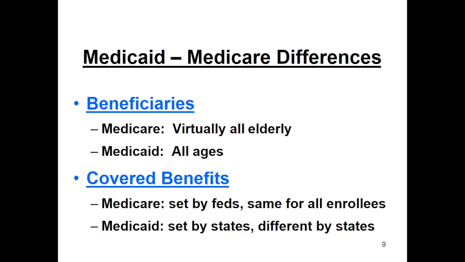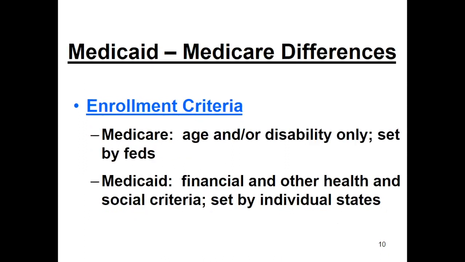Those criteria and covered benefits are usually set by the states for Medicaid, and they differ by the states. In Medicare, it is a national program, so the benefits that you receive in Parts A and B are established by the federal government and are the same in all states. The enrollment criteria for Medicare are age and disability, and again, that is set nationally by the federal government. In Medicaid, as I just mentioned, it is really based on your economic situation and your income, as well as some other health and social criteria, and each state sets its own criteria.